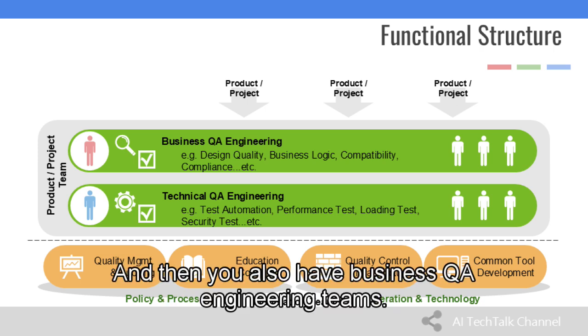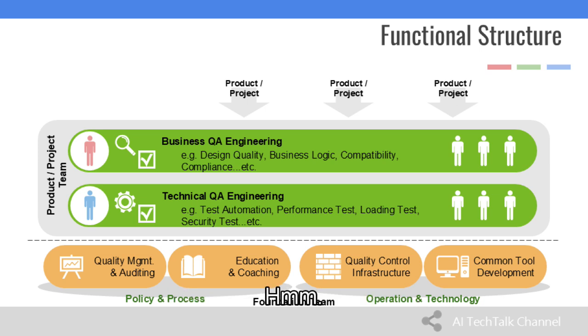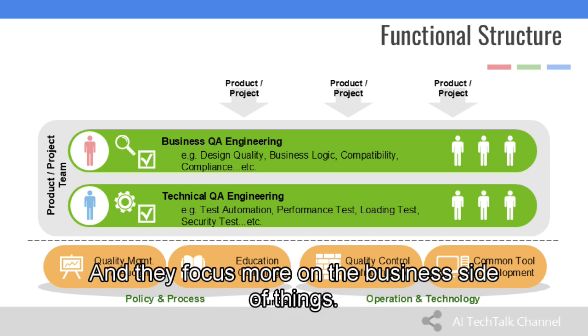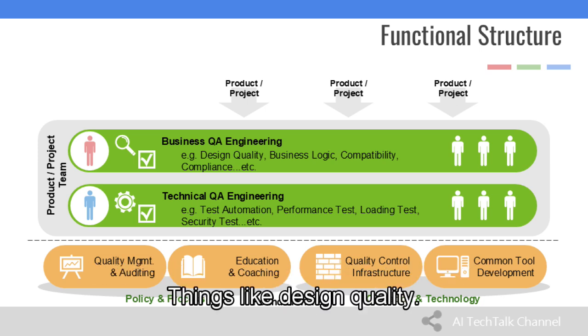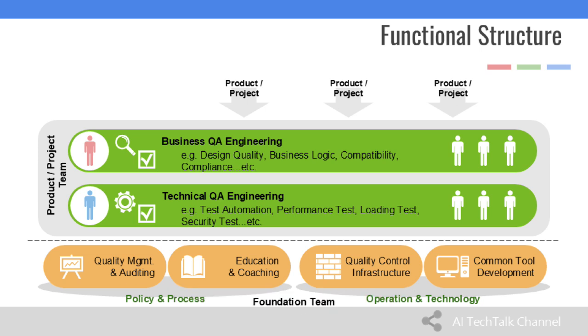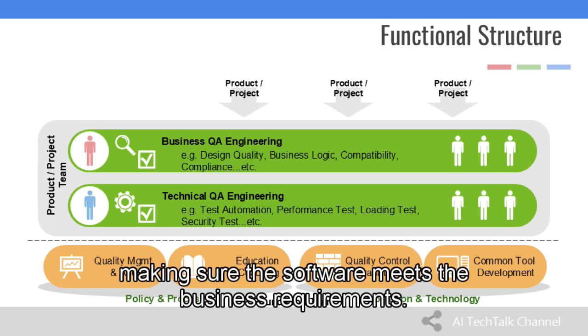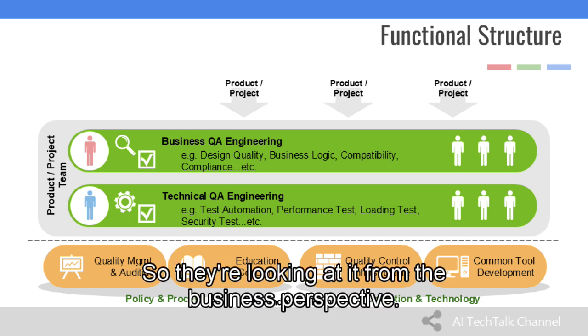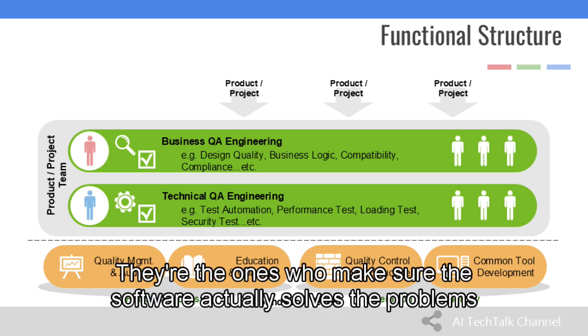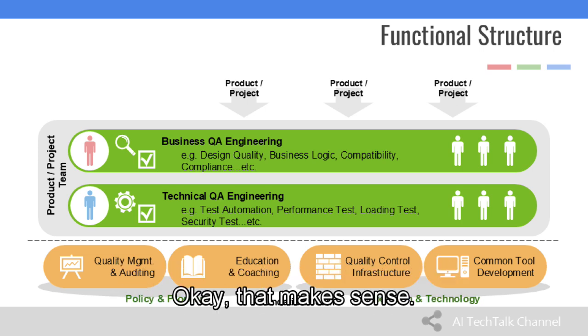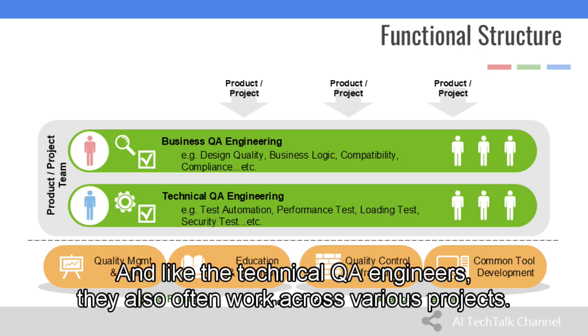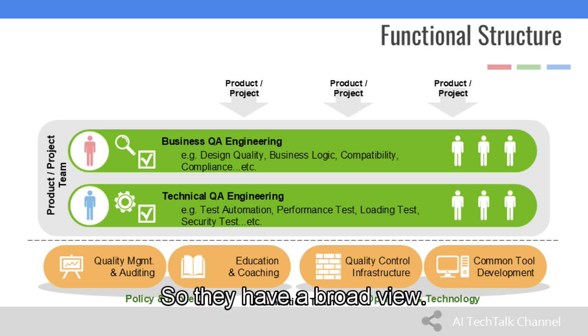And then you also have business QA engineering teams. They focus more on the business side of things, like design quality, making sure the software meets the business requirements. So they're looking at it from the business perspective. Exactly. They're the ones who make sure the software actually solves the problems it's supposed to solve. Like the technical QA engineers, they also often work across various projects, so they have a broad view.